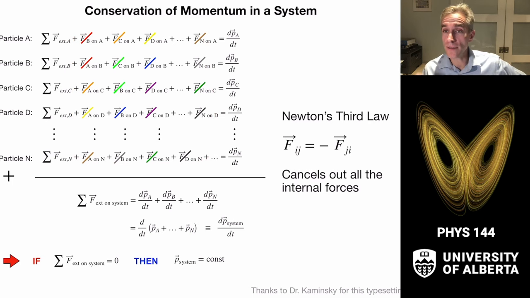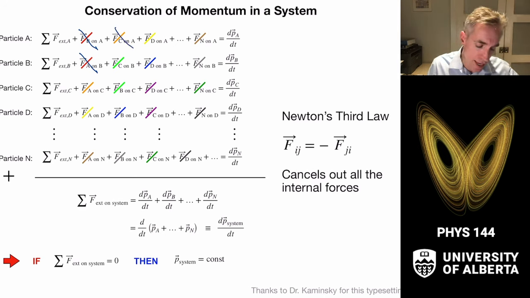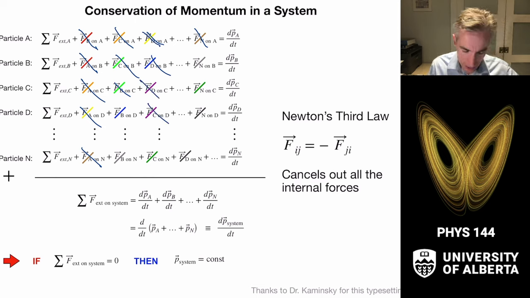But because of Newton's third law, which allows us to say that the force of A on B is equal to the force of B on A, we can go ahead and cancel those forces out, which has been helpfully indicated by a little color ticker. Then we find the force of C on A, and that cancels with A on C, and then B on C cancels with C on B, and D on A cancels. I already canceled that. Oh, I was aggressive in my canceling. D on C, C on D, C on N, N on C.